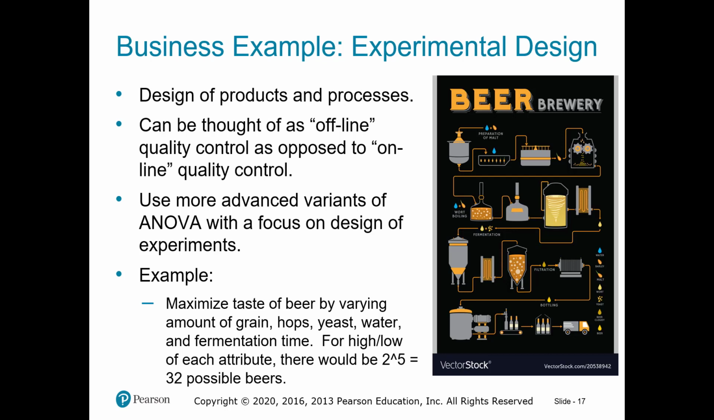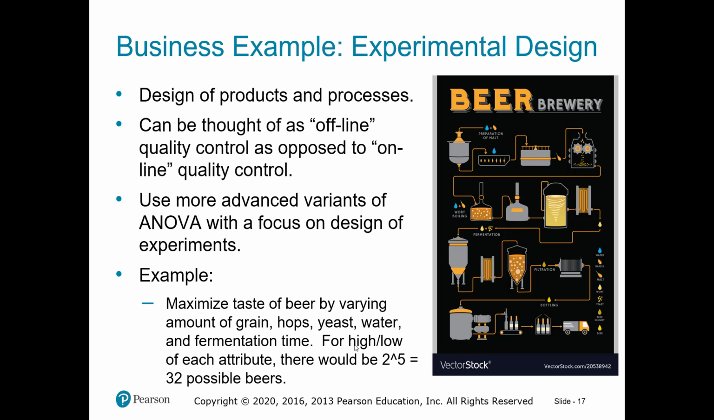So my little example here is we want to maximize the taste of beer, and we vary the amount of grain, hops, yeast, water, and the fermentation time. And maybe we have high and low values of each attribute, which would give us 32 different possible beers. We test those beers, or maybe, if we have lots of attributes and we have hundreds of beers, we will test a certain subset of those beers. And the subset we choose, that's the type of design we use.